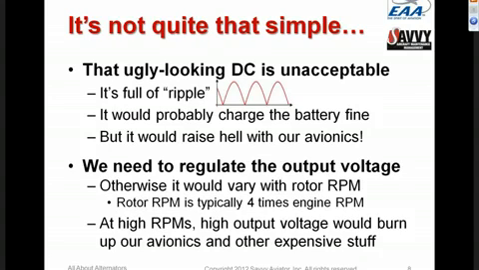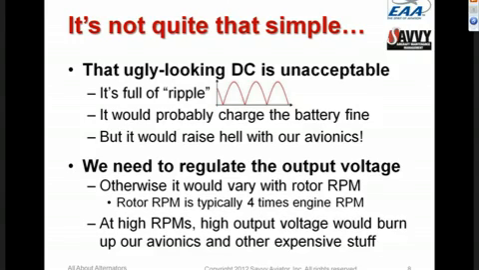Now, as I said, it's not quite that simple because we have two problems with this very simple alternator that we've just postulated. One is that the DC that would come out of the alternator would have an awful lot of ripple on it, and as I said, it would probably charge the battery fine, but it would probably also raise havoc with our avionics and create all sorts of noises in our noise canceling headsets and so on. So we're going to have to do something to smooth out that pulsating DC into something a lot closer to pure DC.